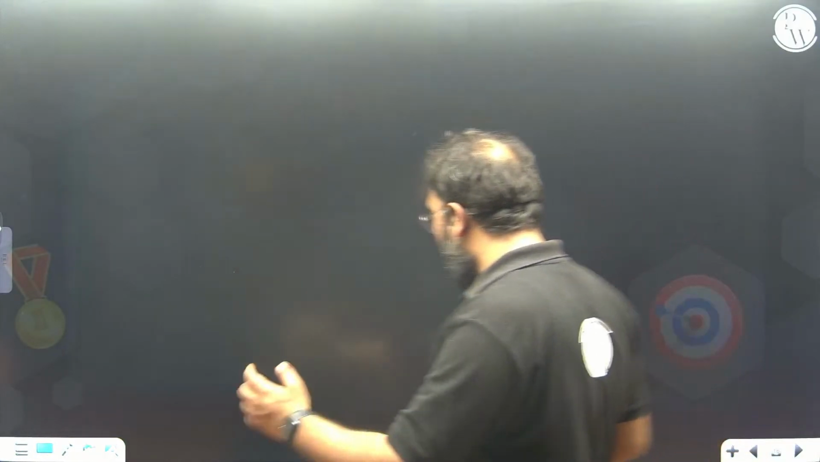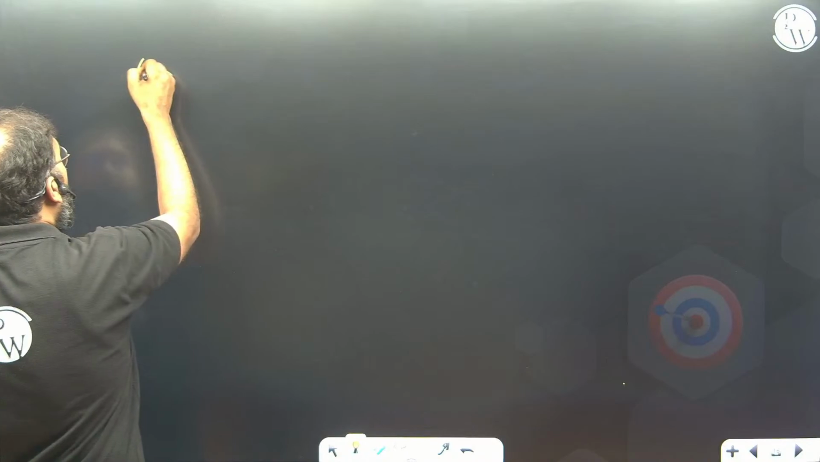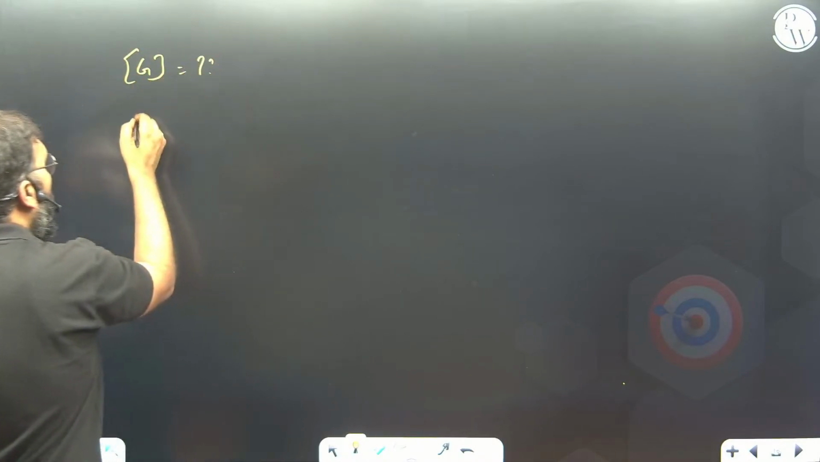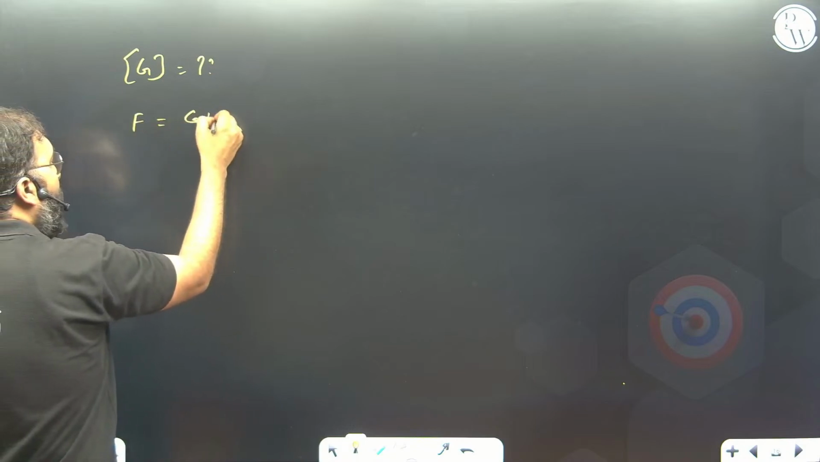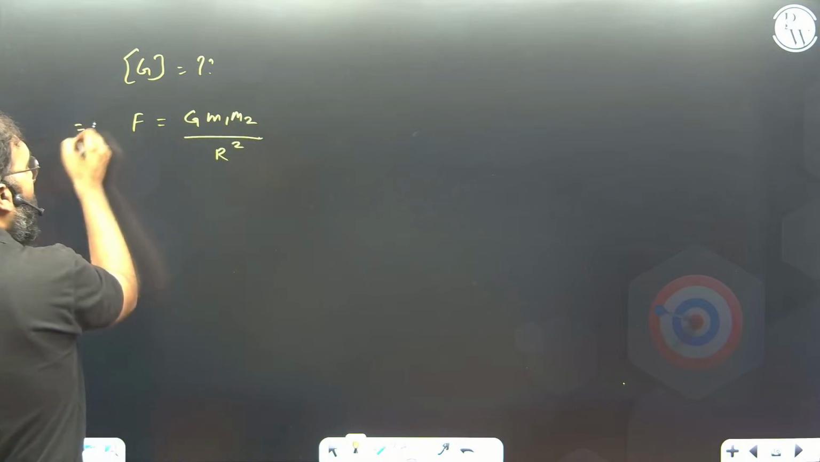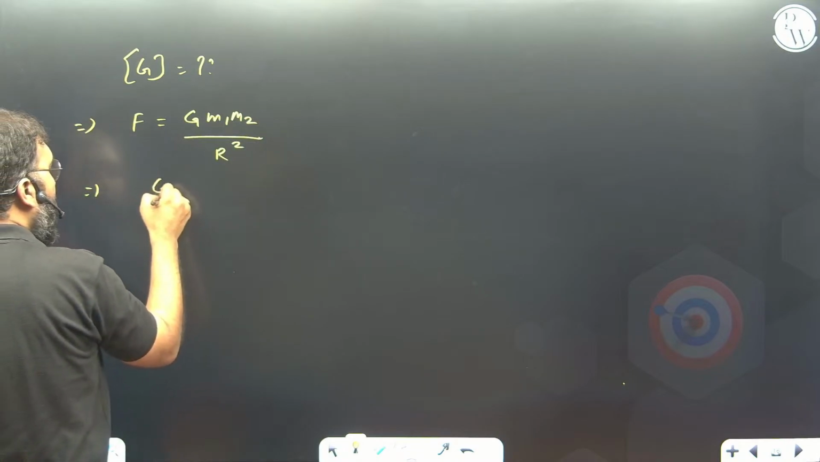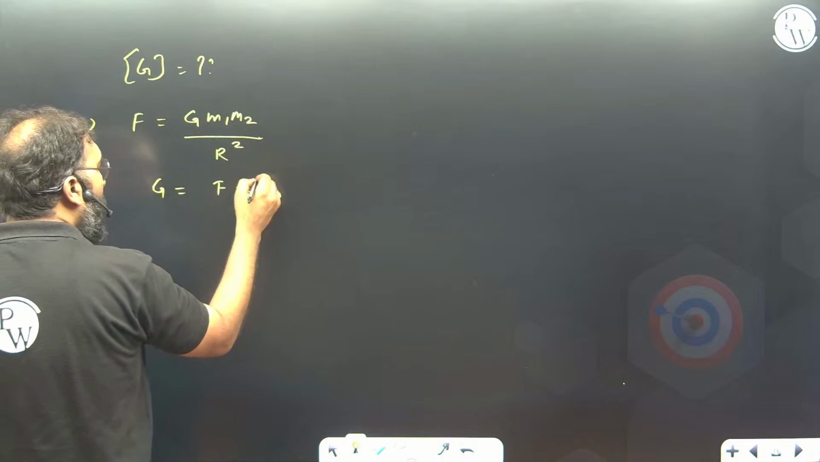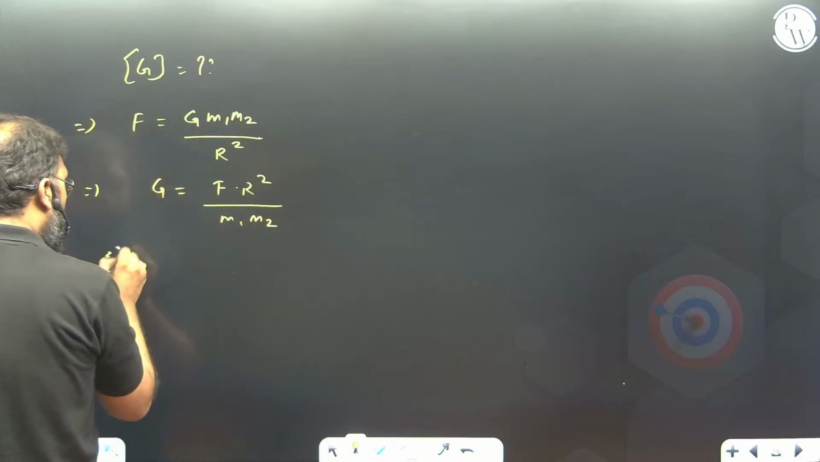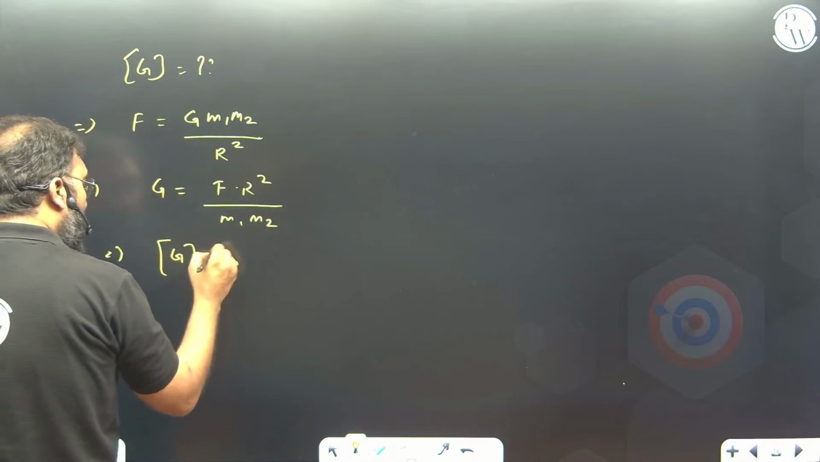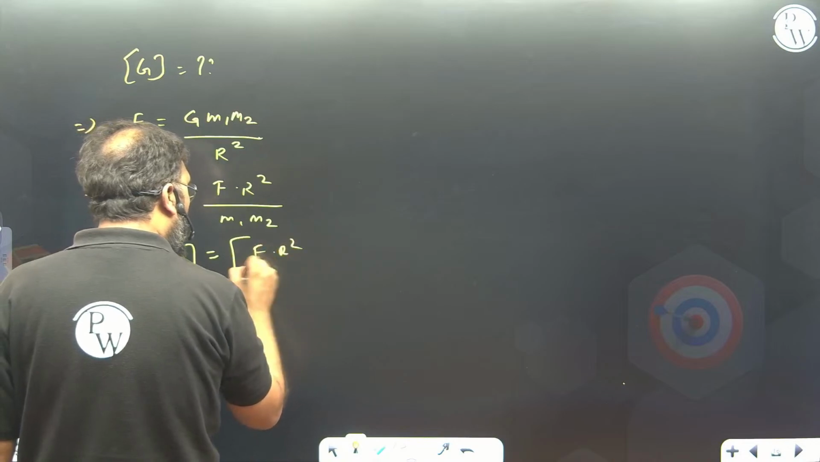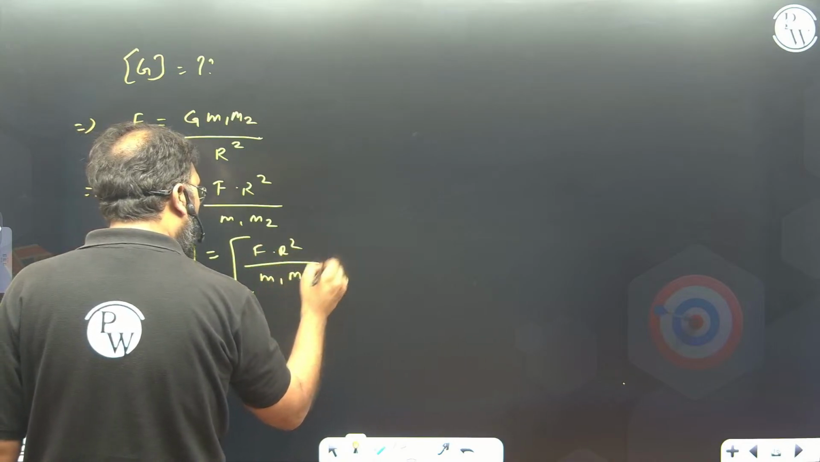So we have to write down the dimension of G. So what is the dimension of G? That we have to write down. I know one formula: force is G m1 m2 divided by r square. So from here I can say the dimension of G is F into r square divided by m1 into m2. So the dimension of G is the dimension of this quantity, F into r square upon m1 into m2.